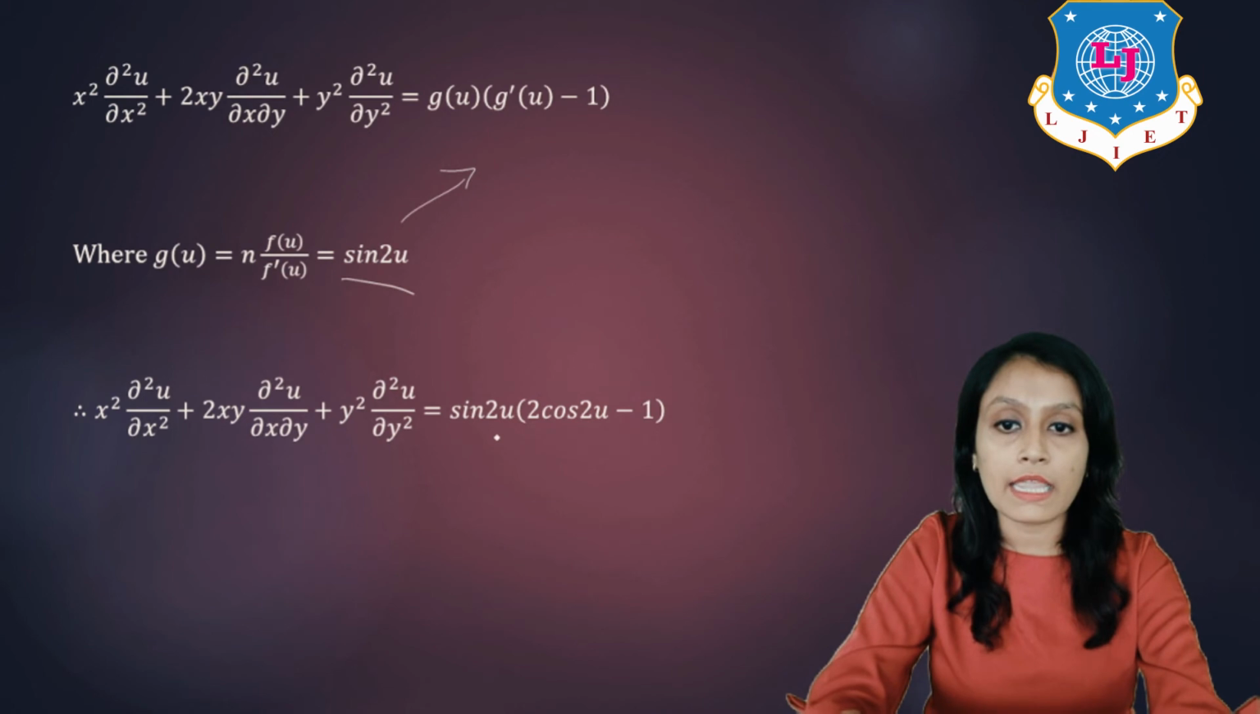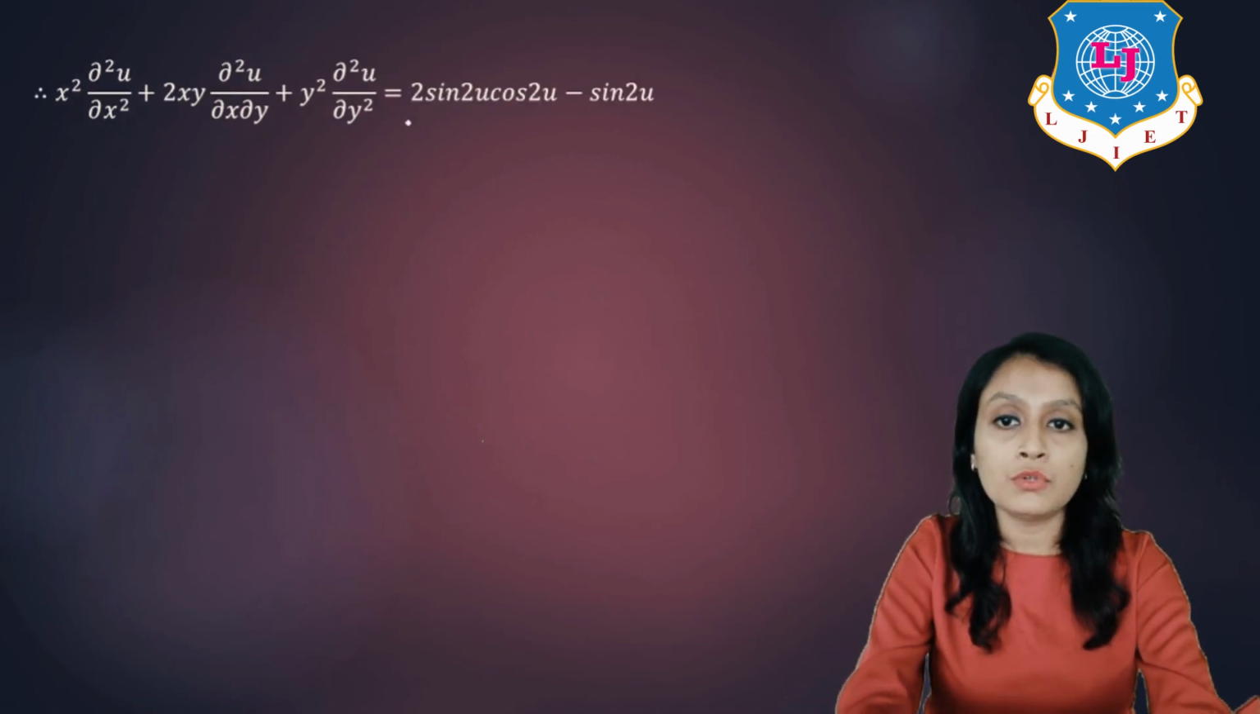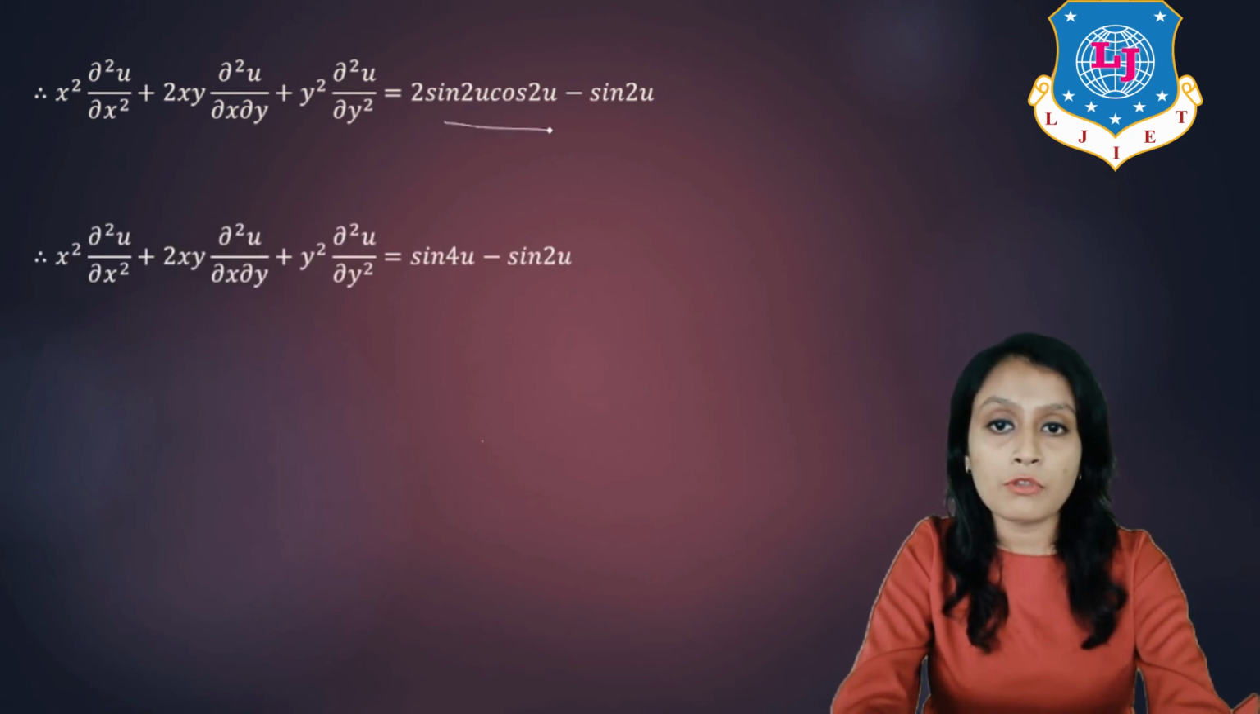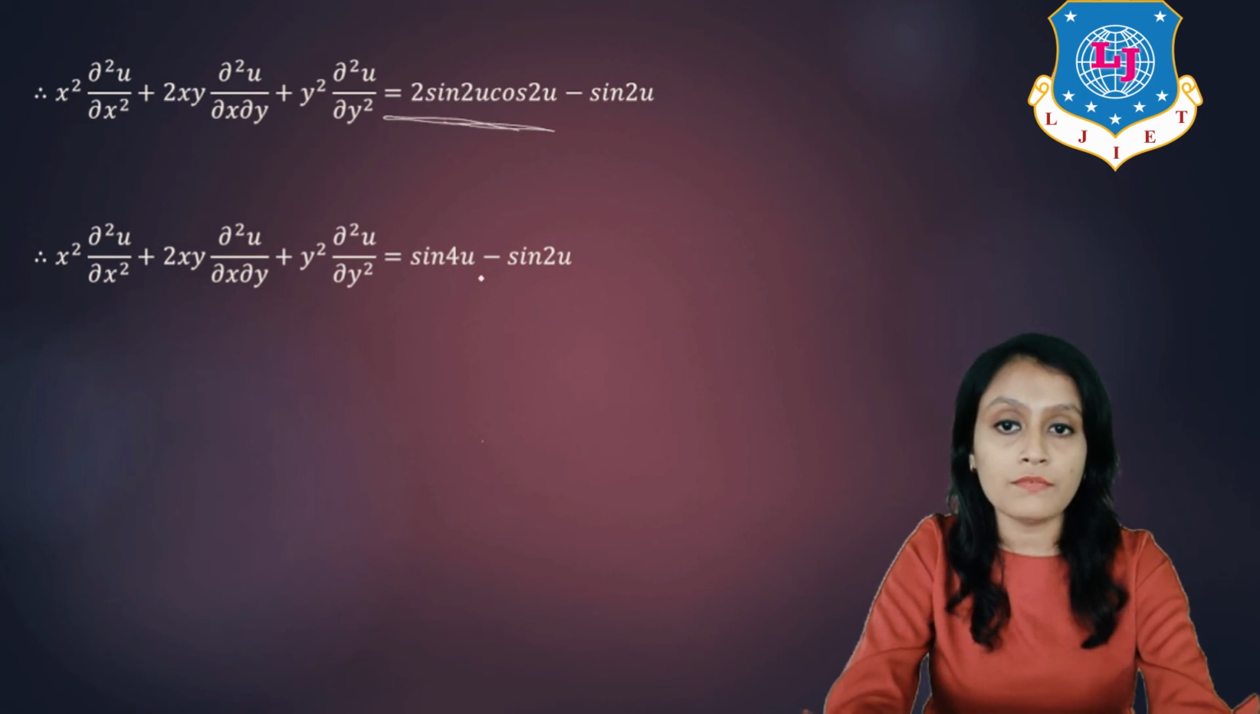Now we have to substitute this answer in the formula. So you will get sine 2u. g dash u means derivative of sine 2u, that is 2 cos 2u minus 1. Now we will multiply this sine 2u inside, so you will get 2 sine 2u cos 2u minus sine 2u. Again we know this formula, that is 2 sine theta cos theta is equal to sine 2 theta. So from that formula you will get here sine 4u minus sine 2u.